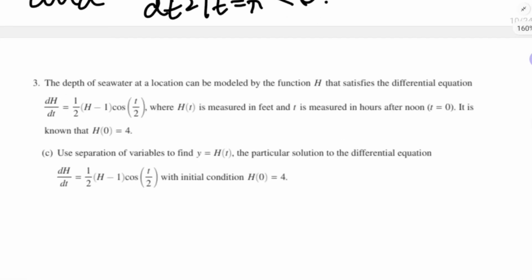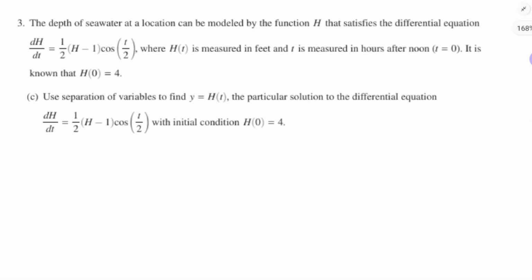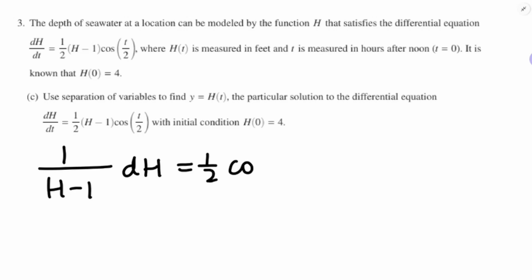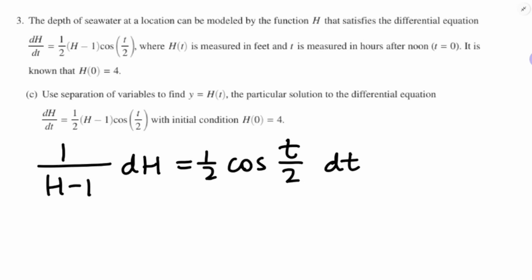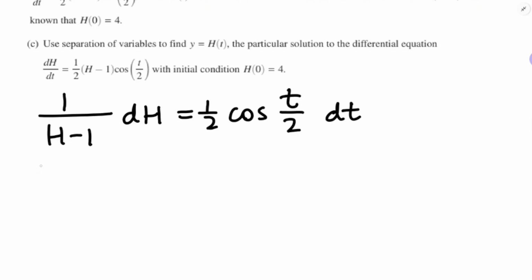All right, and then part C is going to ask us to solve the differential equation using separation of variables. And this is one where there's a lot of stuff going on in the differential equation, but if we just keep our cool, it's going to be all right. So I'm just going to get rid of everything with h, which would be that h minus 1, by dividing both sides by h minus 1. So 1 over h minus 1 dh is going to equal 1/2 cosine of t divided by 2 dt. And then I'm going to anti-differentiate both sides.